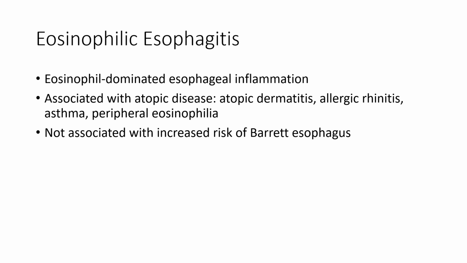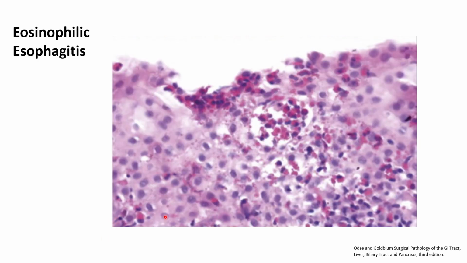Atopy refers to the genetic tendency to develop allergic diseases such as allergic rhinitis, asthma, atopic dermatitis, or eczema. Eosinophilic esophagitis is not associated with increased risk of Barrett esophagus, unlike reflux esophagitis. This is a picture of eosinophilic esophagitis, where we can see numerous aggregates of eosinophils within the squamous epithelium.